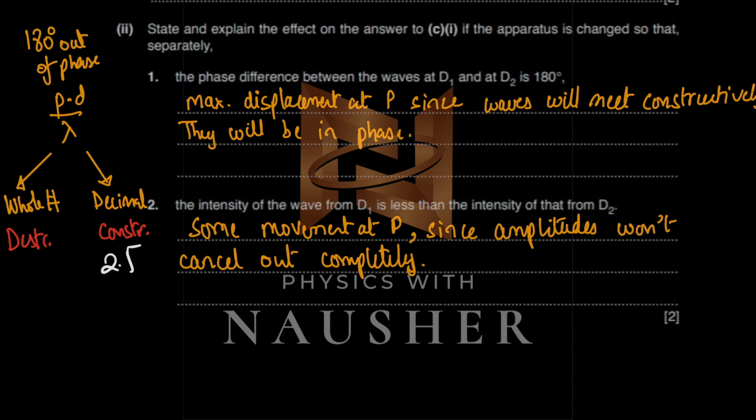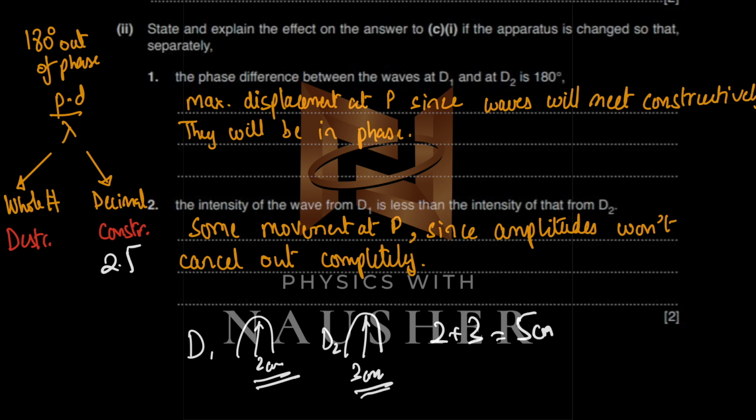Another thing that they could do is, if they tell you that the amplitude of the wave from D1 is 2 centimeters, for example, and the amplitude of the wave from D2 is 3 centimeters, for example, and they ask you the same question to state and explain what is the effect, and you figured out that the path difference to lambda ratio is 2.5, hence they're meeting constructively. Hence, at point P, when the waves meet, they will have maximum displacement. If they give you the amplitudes, you will even have to comment on the amplitude. The amplitude will be 2 plus 3, which is 5 centimeters if they're meeting constructively.